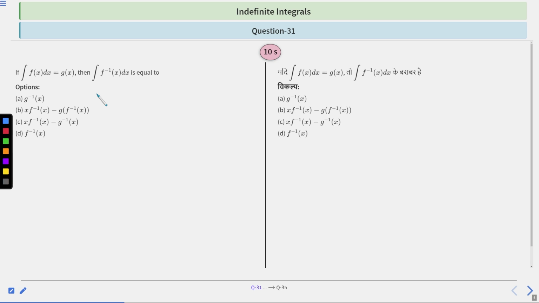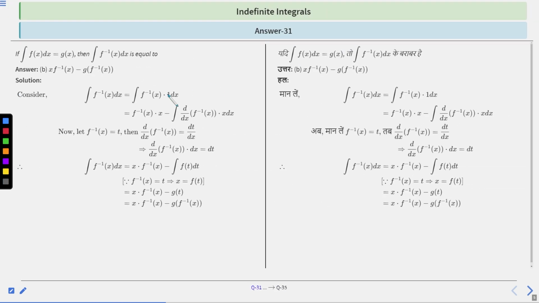Okay, so you have 10 seconds to solve this question. After 10 seconds we will discuss the solution. Okay, let's move to the solution part.